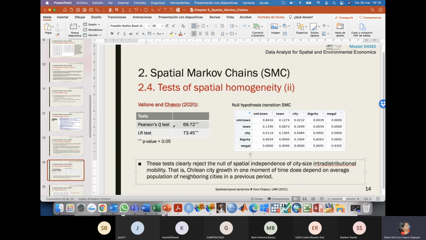Since the null was independence, as in time series, I reject the null, so I have a spatial dependence. So city growth from one period to the next period depends on the neighbors in the first period. So having neighbors in the first period will condition the evolution to the future of one spatial unit. This is the way. So we are considering growth for jumps up or down, okay? And the neighbors are at the initial time. So the neighbors at the initial time are very important.